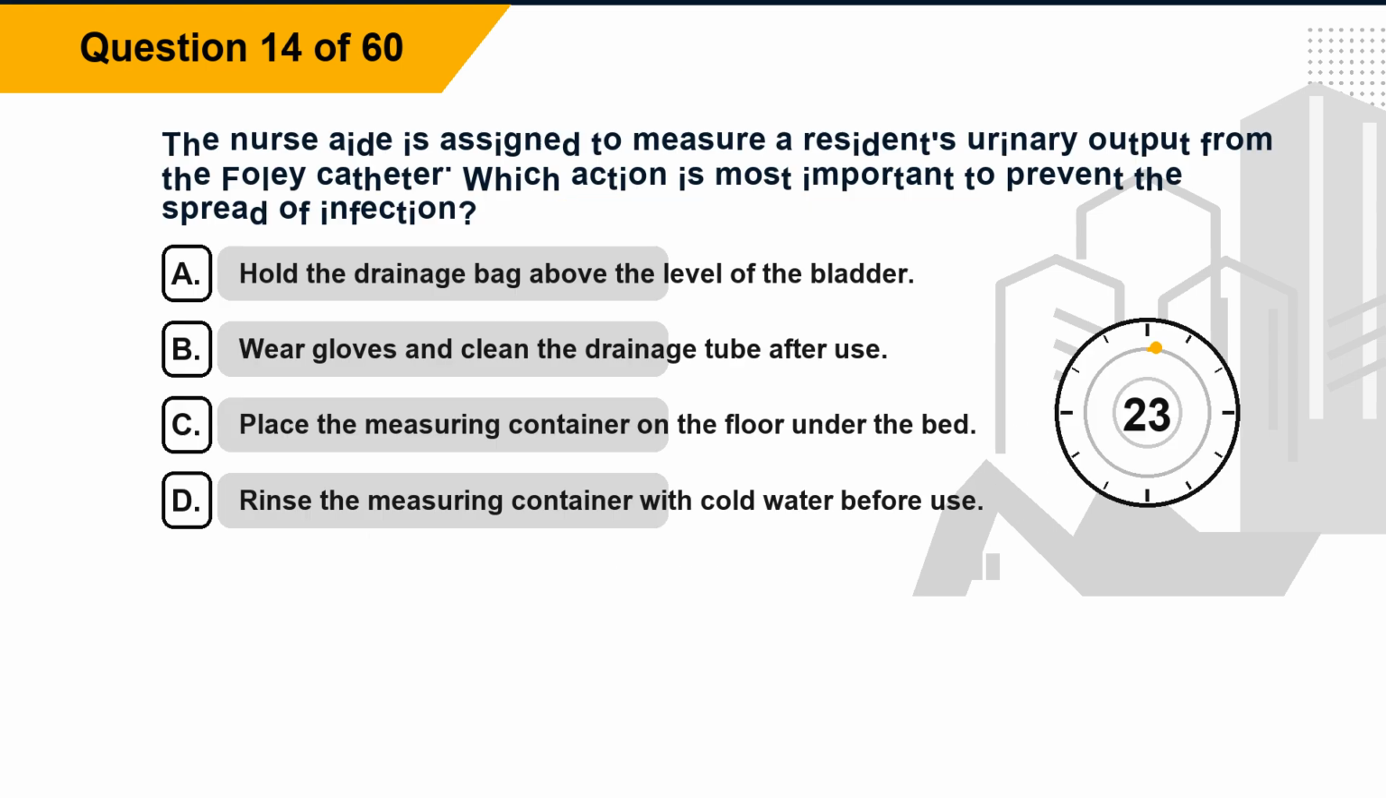Question 14. The nurse aide is assigned to measure a resident's urinary output from the Foley catheter. Which action is most important to prevent the spread of infection? Option A. Hold the drainage bag above the level of the bladder. Option B. Wear gloves and clean the drainage tube after use. Option C. Place the measuring container on the floor under the bed. Option D. Rinse the measuring container with cold water before use.